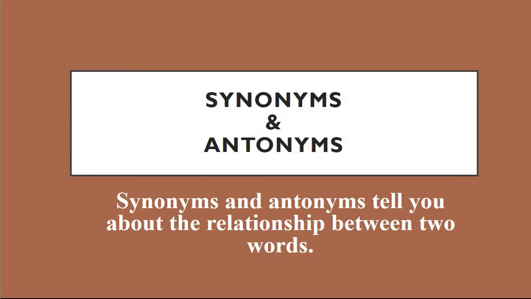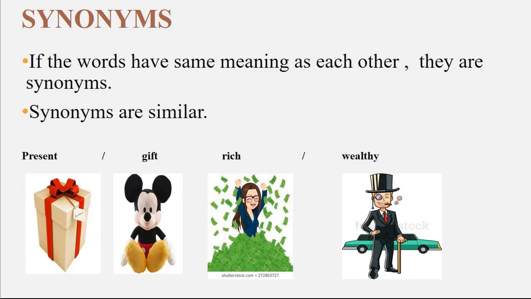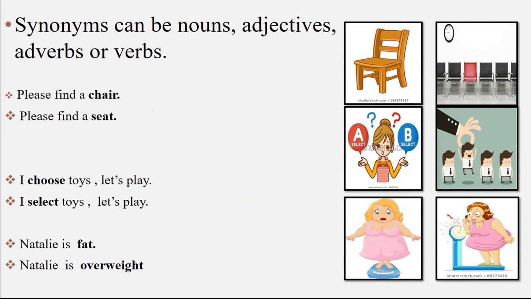Let's look at synonyms and antonyms. Synonyms and antonyms tell you about the relationship between two words. So let's see the details now. In synonyms, if the words have the same meaning as each other, they are synonyms. Synonyms are very similar, like present, gift, rich, wealthy. There might be very slight differences in terms of their usage, but somehow they mean the same thing in general. Synonyms can be nouns, adjectives, adverbs, or verbs.